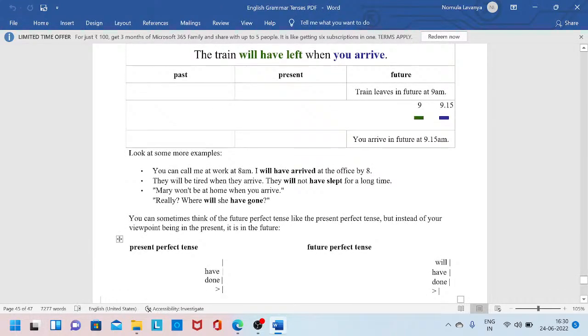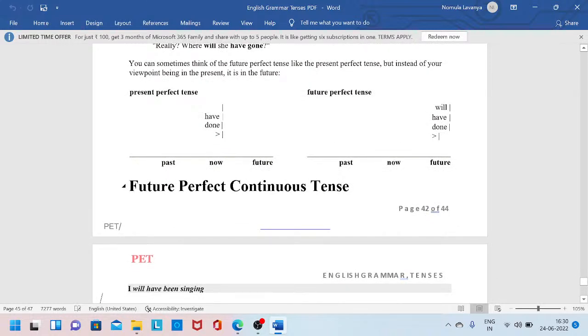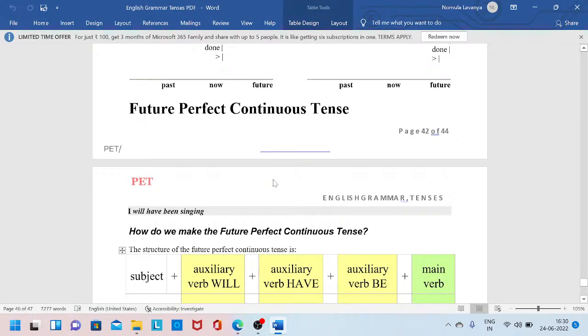Okay, so in the present perfect tense we have used have plus done. In the future tense we'll be using will have done. Okay, will have done, it's like they might complete it or not, right? So will have done, and in the present tense have done. So this is a very quick difference: past, now and future. Okay, and the future perfect continuous tense is like "I will have been singing."